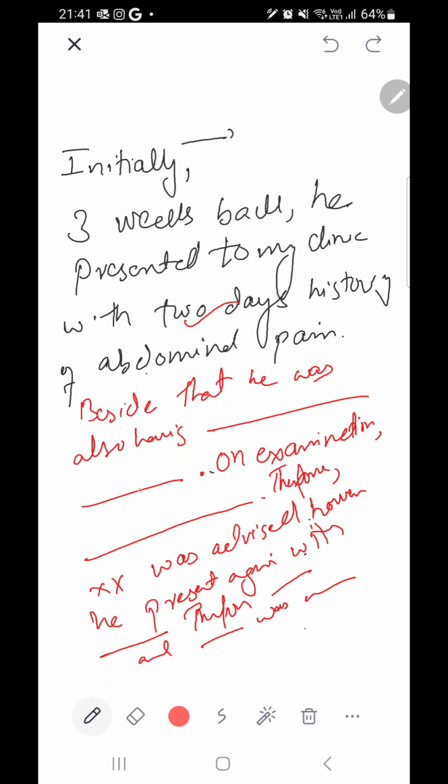Besides that, he was also having blah blah issue. On examination, we have found something in examination. Then we can also change this paragraph as well.